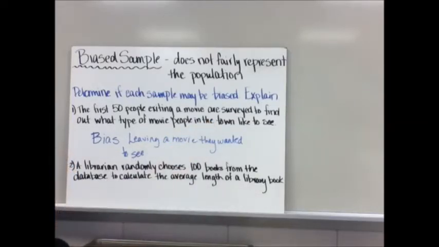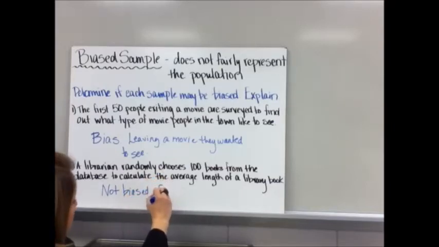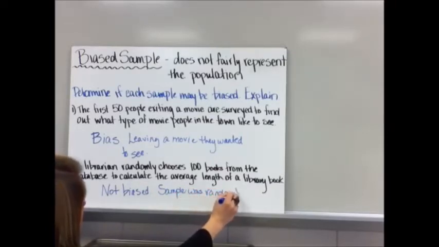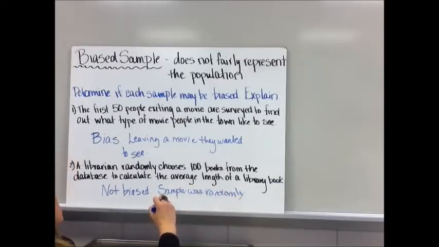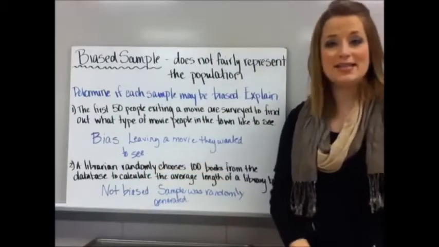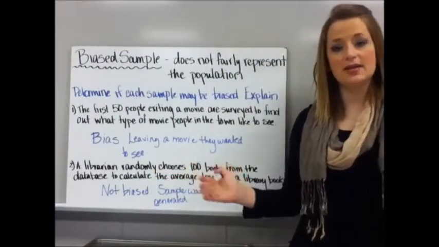Second, a librarian randomly chooses 100 books from the database to calculate the average length of a book. This is not biased. It is not biased because the sample was randomly generated. When a computer is doing the work, it's going to be more random, and you're looking from a database. That database has every book in the library.